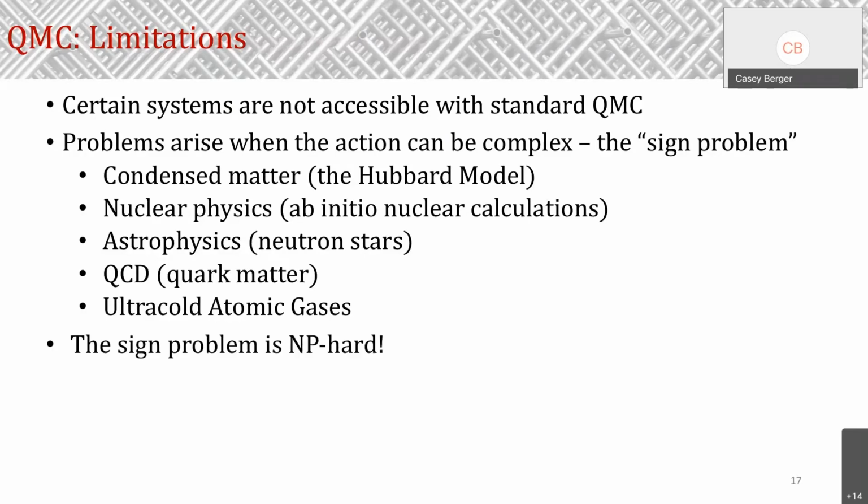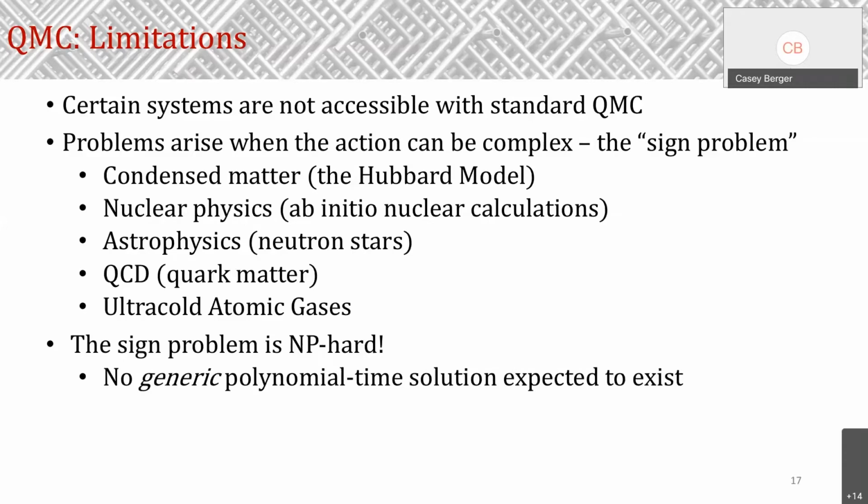And this is not only a pervasive problem. We see that it appears across a huge range of interesting systems, but it's also an extremely difficult problem. In computer science jargon, this is called NP hard. What this means from an algorithmic perspective is that we don't expect any generic polynomial time solution to exist. And what this means for computational physicists is basically just we need to find some way to work around it.